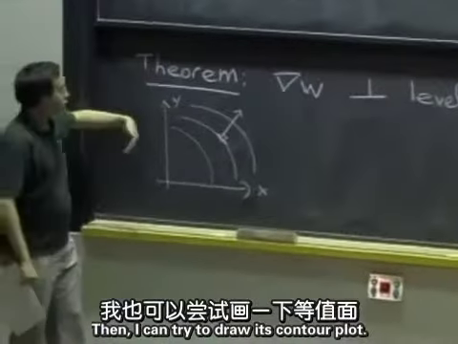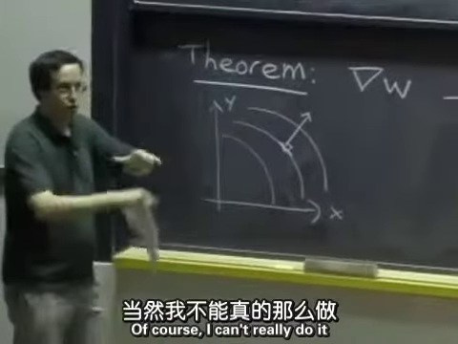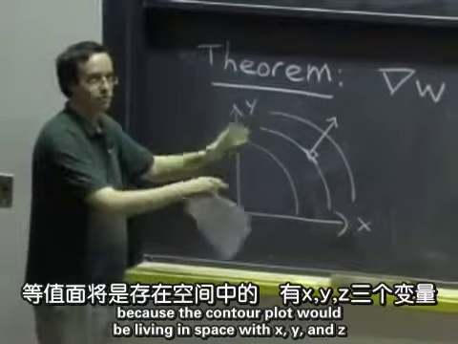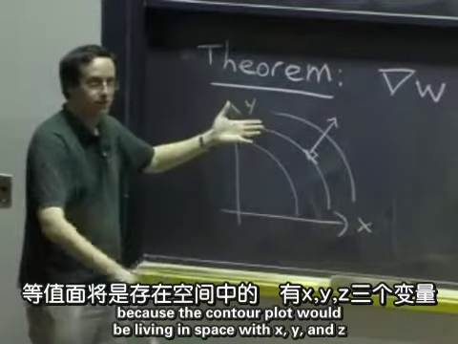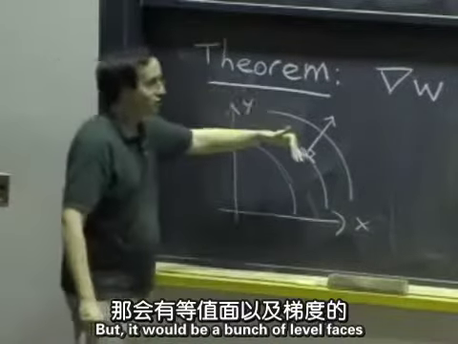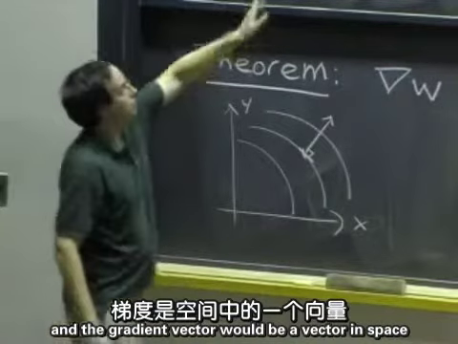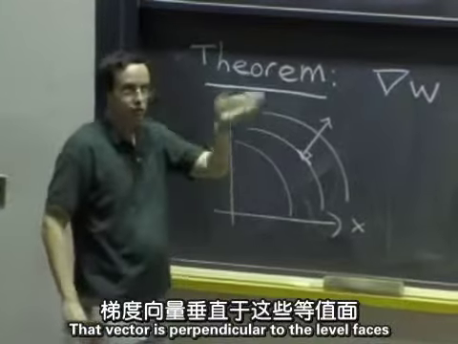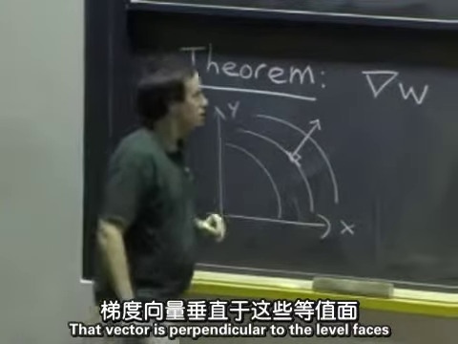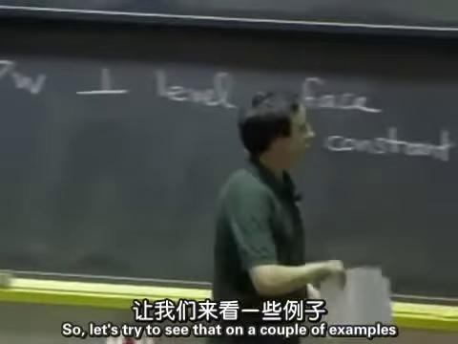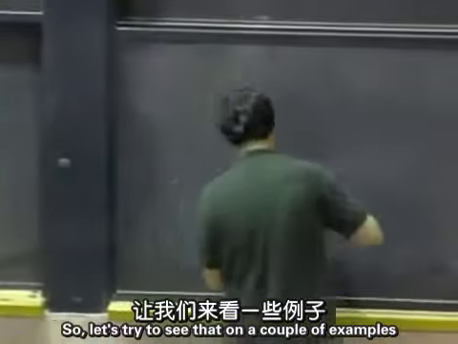Same thing if I have a function of three variables, then I can try to draw its contour plot. Of course, I can't really do it because the contour plot would live in space with x, y, and z. But it would be a bunch of level surfaces, and the gradient vector would be a vector in space. That vector is perpendicular to the level surfaces. So let's try to see that on a couple of examples.